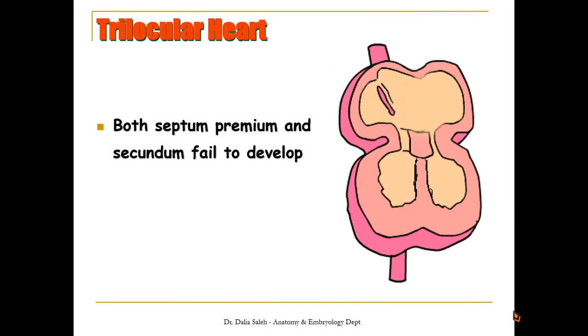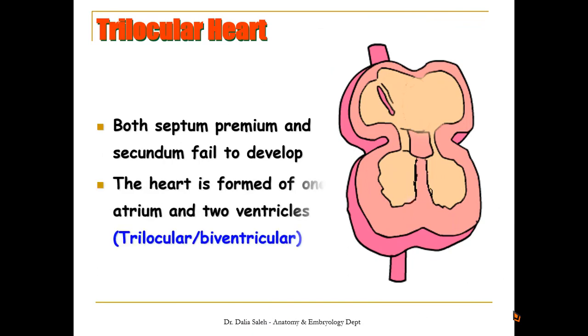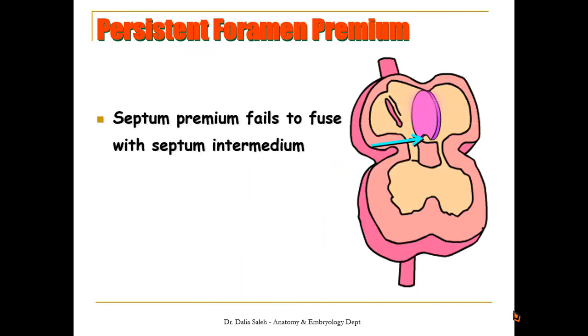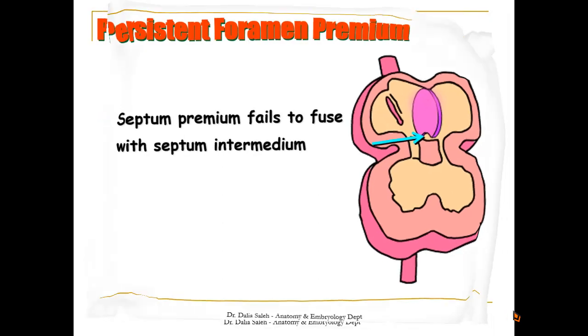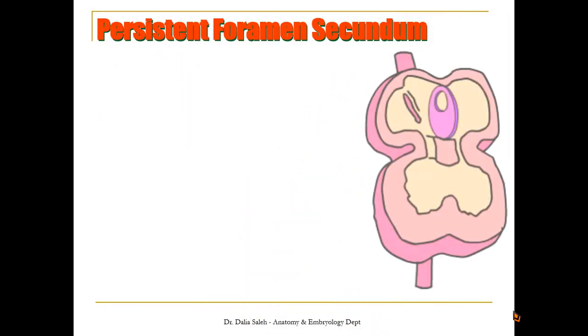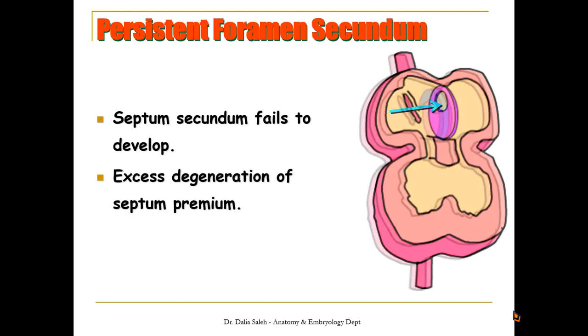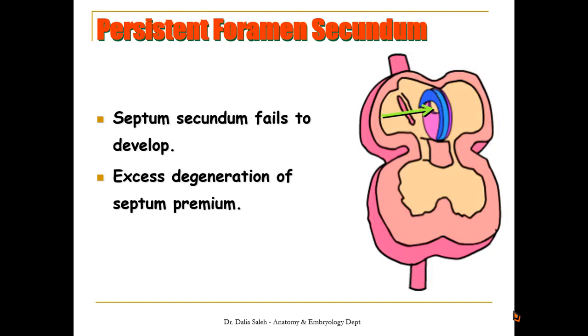So in this case, both septum primum and the secundum fail to develop, and the heart now is formed of one common atrium and the two ventricles. So we call this anomaly trilocular biventricular heart. When septum primum fails to fuse with the septum intermedium, we end up with persistent foramen primum. When septum secundum fails to develop, or when there is excess degeneration of septum primum, we end up with persistent foramen secundum.